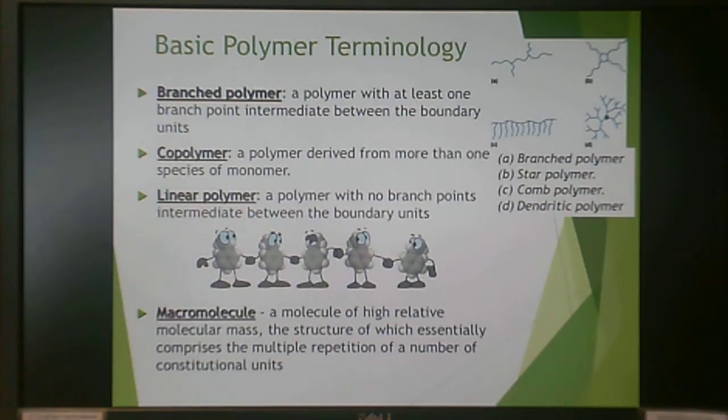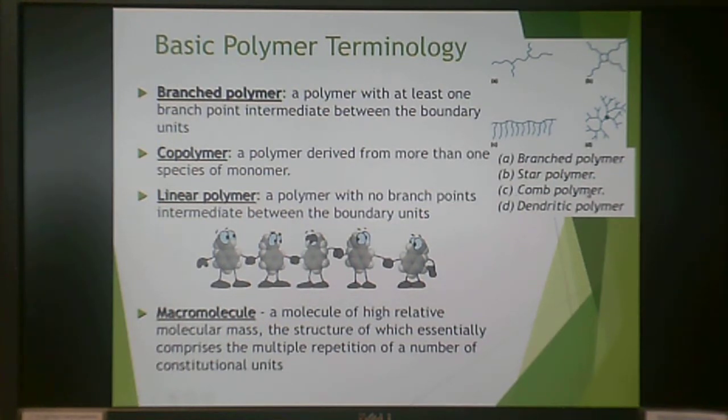So here's some basic terminology. And this is just in alphabetical order, that's why it's listed the way it is. A branched polymer is a polymer with at least one branch point intermediate between boundary units. So this is an example of some branched polymers, A, B, C, D. Specifically, A is a branched polymer. B is considered a star polymer because it has a center point and they branch out.